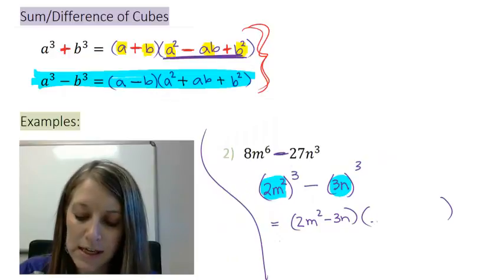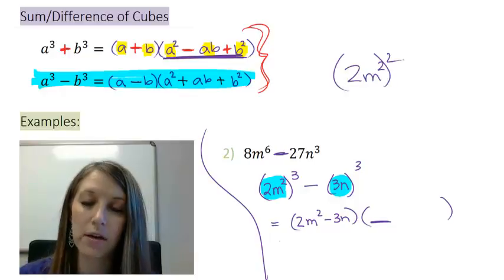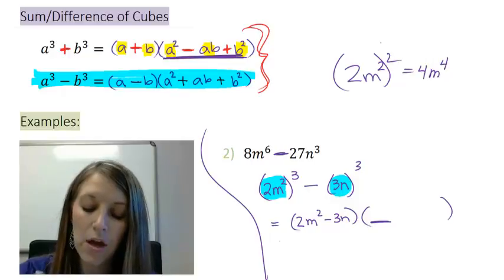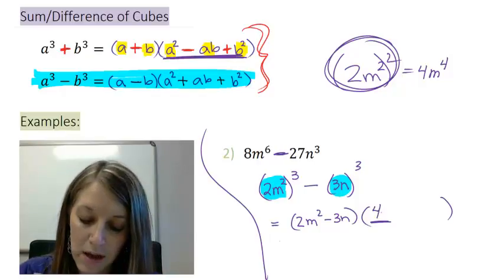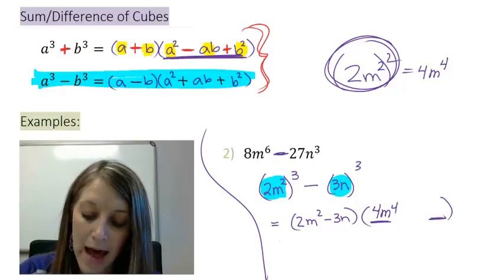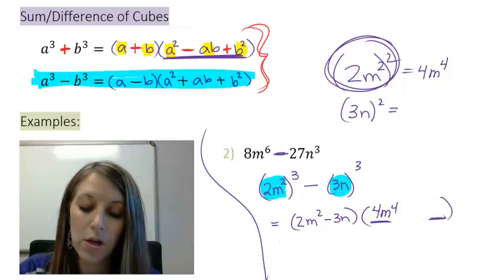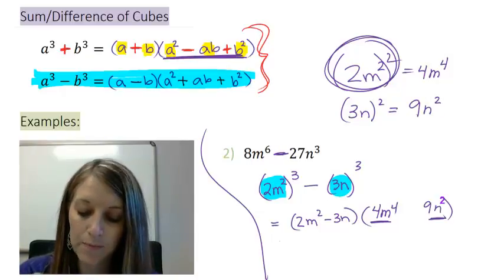In my long set of parentheses, I take my first term of 2m squared and I square it. So I want to simplify that before I put it in my answer down here. 2 squared gives me 4, and m squared squared gives me m to the 4th. So don't forget that you have to square all of your terms. So down here, this gives me 4m to the 4th. In my last place, I take my last term of 3n and I square it. So 3 squared gives me 9 and n squared gives me n squared. So that's what goes here.